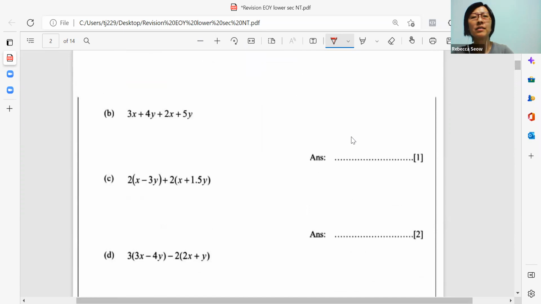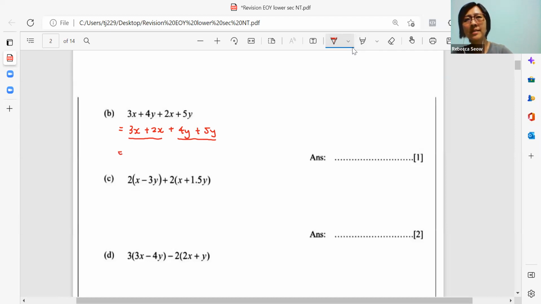For B, to simplify, you put the like terms together. So we have all the x terms together: 3x plus 2x plus 4y plus 5y. If you can see, all the x terms go together, all the y terms go together, and then we combine the first two terms.